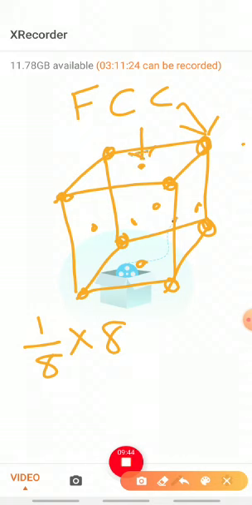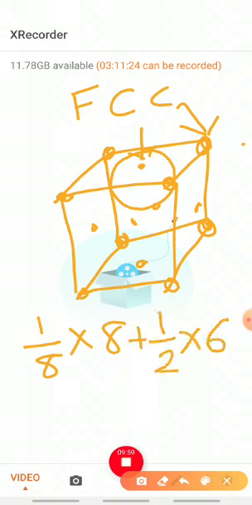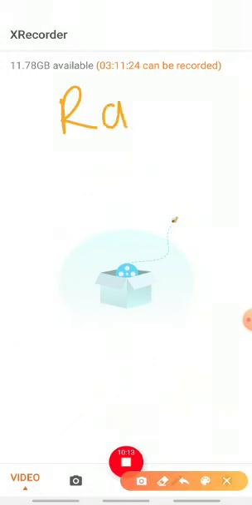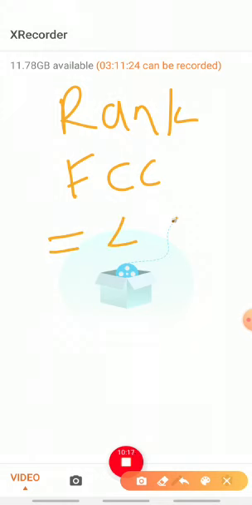Okay, now these corners, as you know, are 1/8 of 8, and this is a face center. If this is the circle, half of the circle belongs to this unit cell and half belongs to the upper unit cell. So the contribution is only half, and there are 6 faces. So 1/8 of 8 is 1 plus 1/2 of 6 is 3. Total how many circles will be formed? 4. So if the rank for FCC is asked, you will say 4.